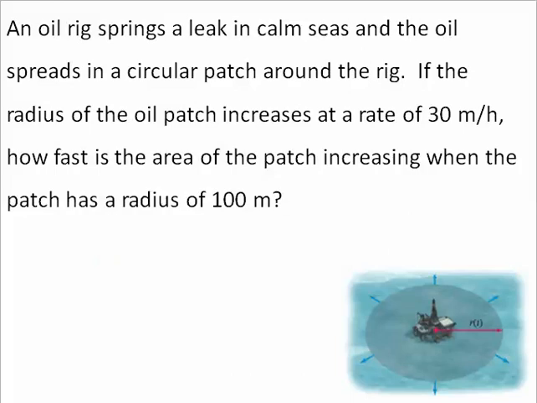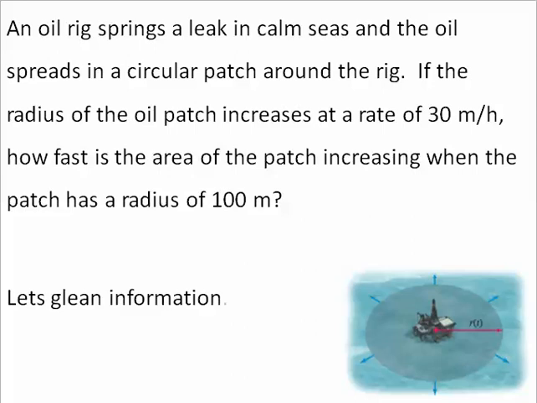Related rates. An oil rig springs a leak in calm seas, and the oil spreads in a circular patch around the rig. If the radius of the oil patch increases at a rate of 30 meters per hour, how fast is the area of the patch increasing when the patch has a radius of 100 meters?